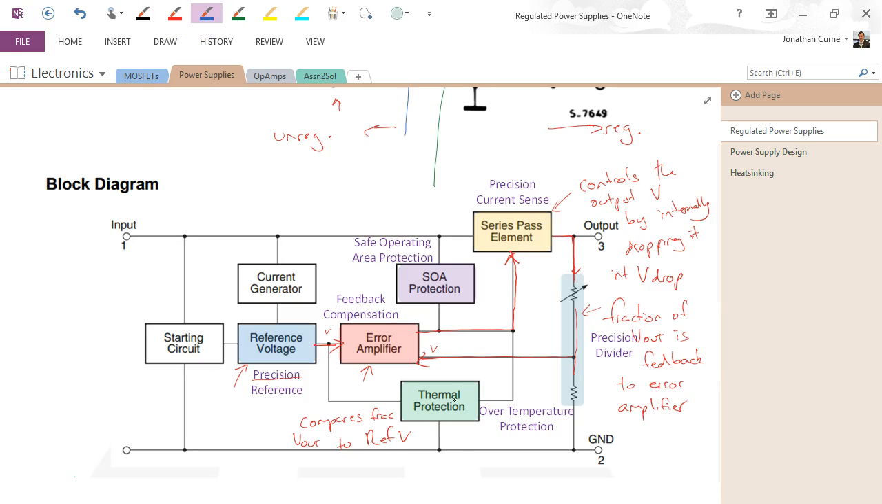Not only that, but many of these devices have things like thermal protection built in, so that means that if it's going to overheat, it will shut down automatically. Safe operating area, so it actually has a maximum current before it will shut itself down. And it comes with things like starting circuitry and current generators and so forth to make sure that this circuit works as accurately as possible. So by adjusting the resistance here, and therefore the internal volt drop, for any voltage coming in here, we can control what the output voltage will be within limits set by this particular device.